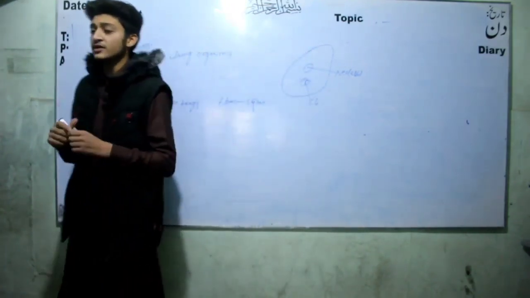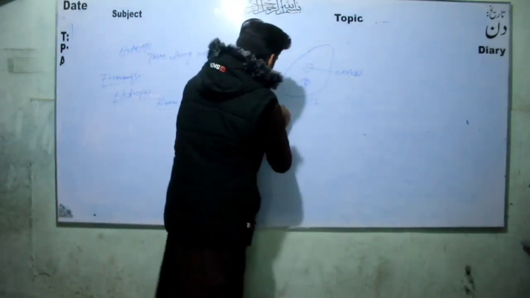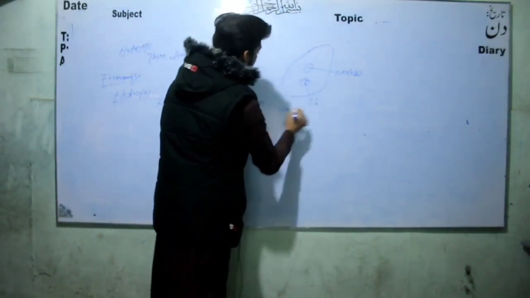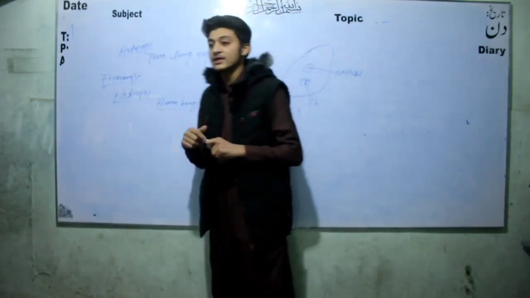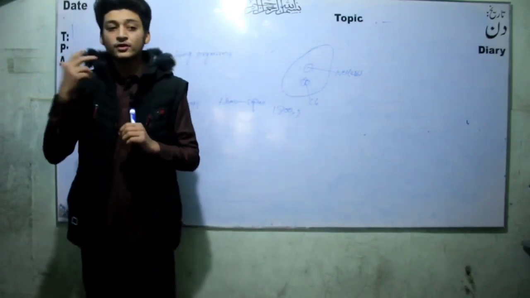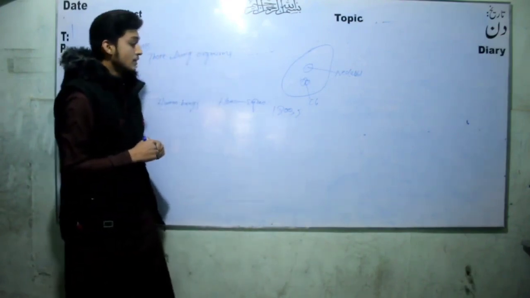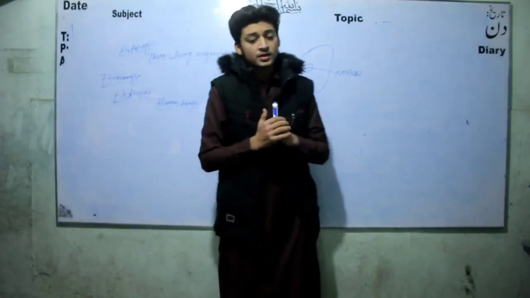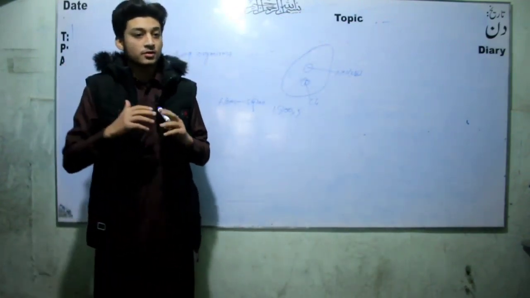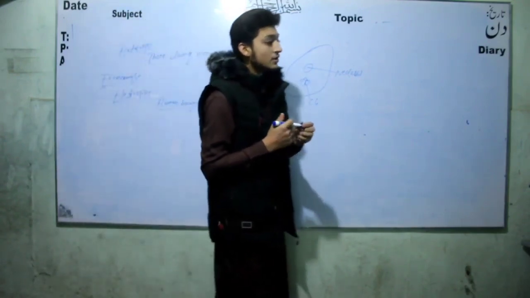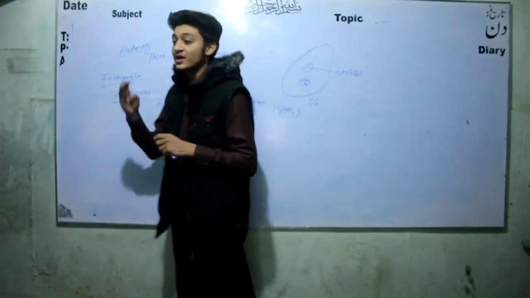And secondly, Aristotle in the 18th century discovered two kingdoms: one is plants and one is animals. Then after him, Robert Whittaker in 1969 classified the kingdom Monera, the kingdom Fungi, and third the kingdom Protista.